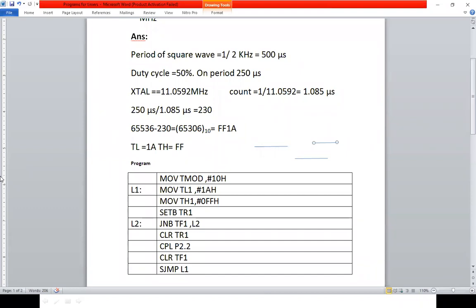Or same, you have to calculate the... Okay, I think you understand the program. If you don't understand, ask the questions. I'm giving you 5 minutes.